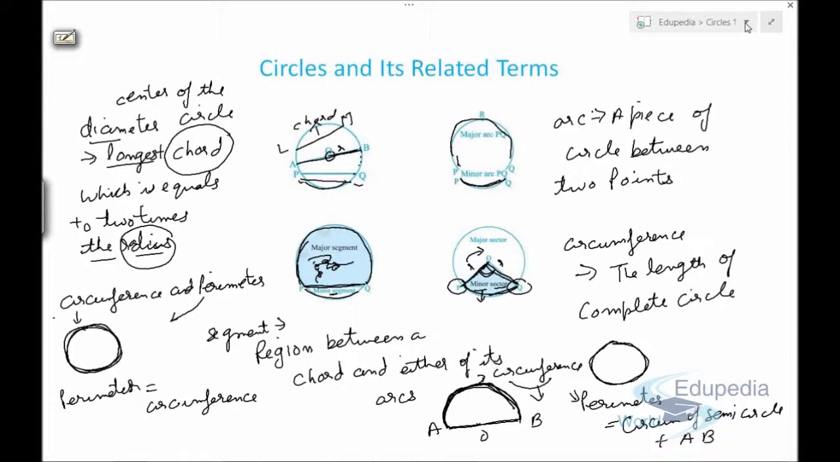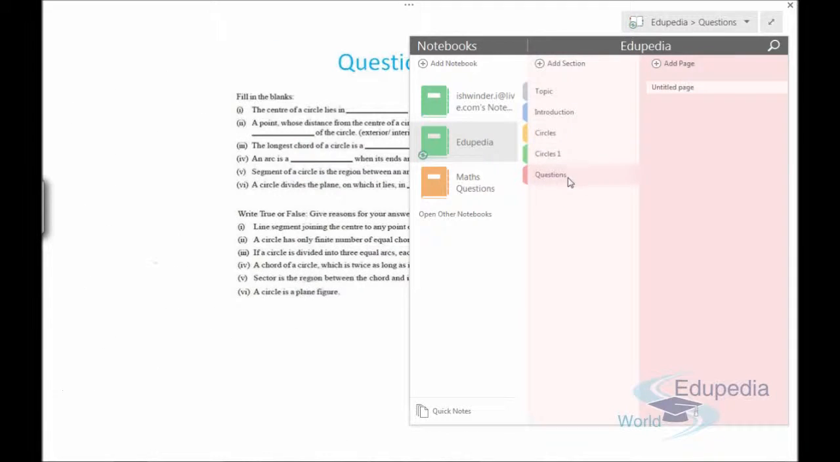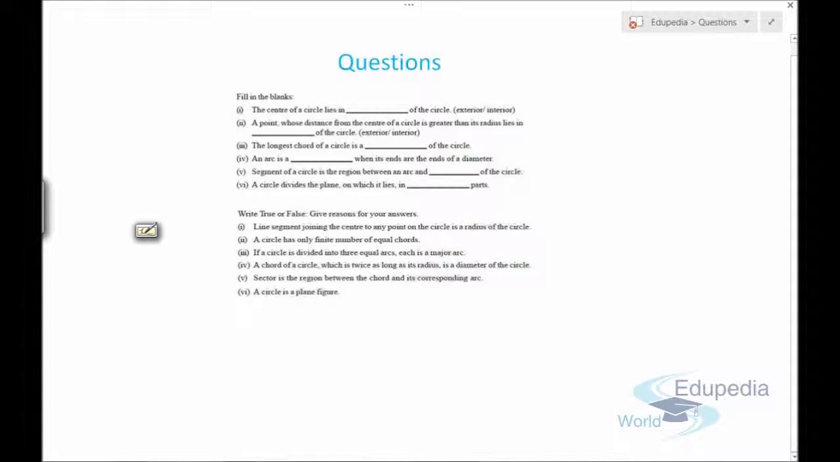Now let's discuss some of the questions related to the concepts we have done so far. The first question is fill in the blanks. The center of a circle lies in which part of a circle? Either exterior or interior. So we can say it lies in the interior part of a circle.